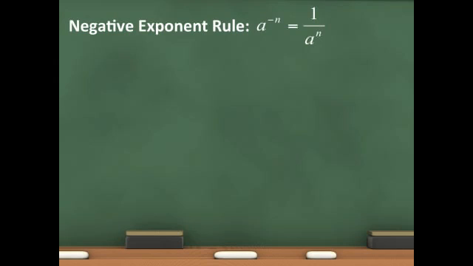The numerator becomes 1. In example 1, 2 raised to the negative 3 power can be written without negative exponents as 1 over 2 to the third, which simplifies to 1 over 8.